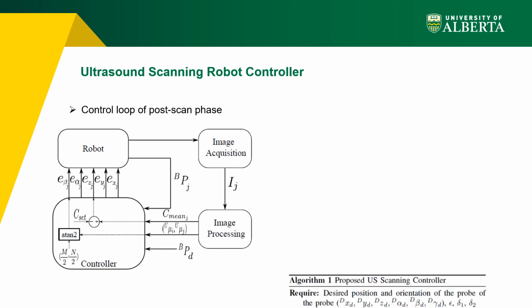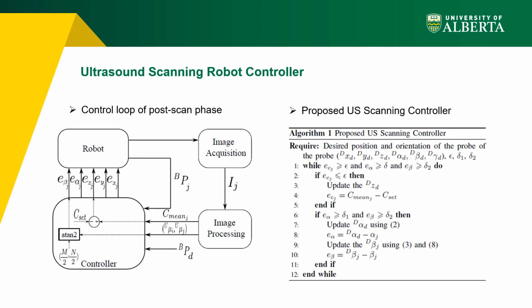The algorithm is demonstrated here, where epsilon, delta 1 and delta 2 are the tolerances of the position and orientation error in the proposed system. This algorithm shows the visual servoing procedure that controls the position and orientation of the probe in each point of the trajectory to reach the tolerance value of the error.